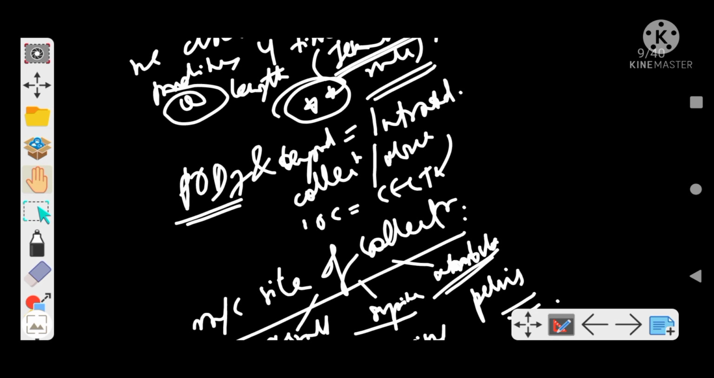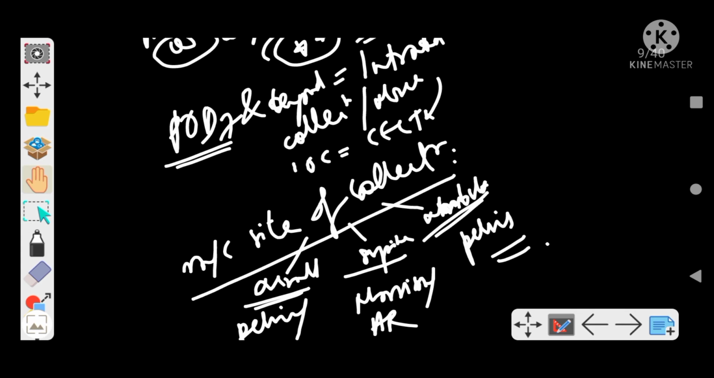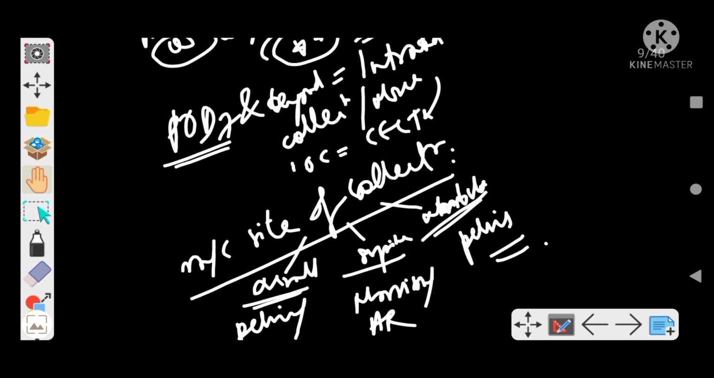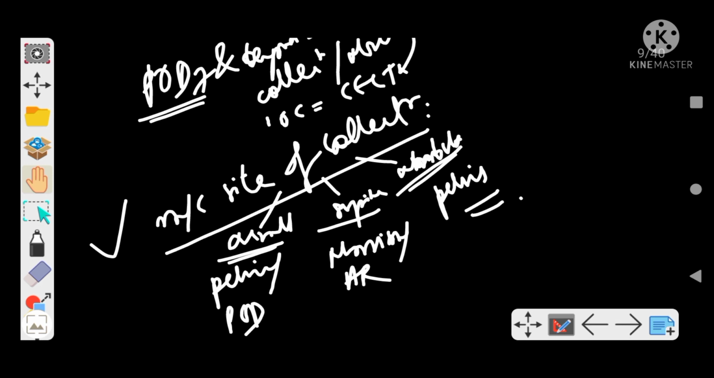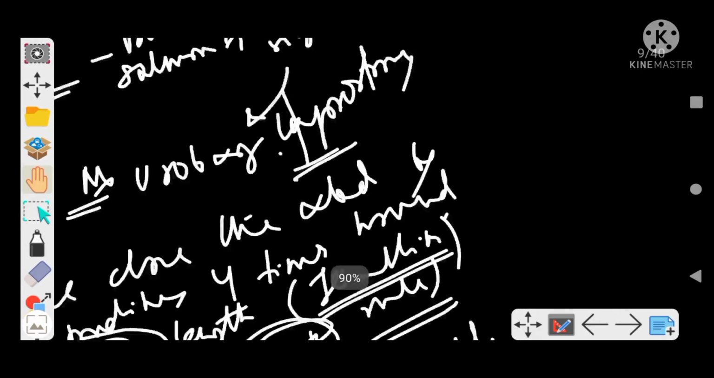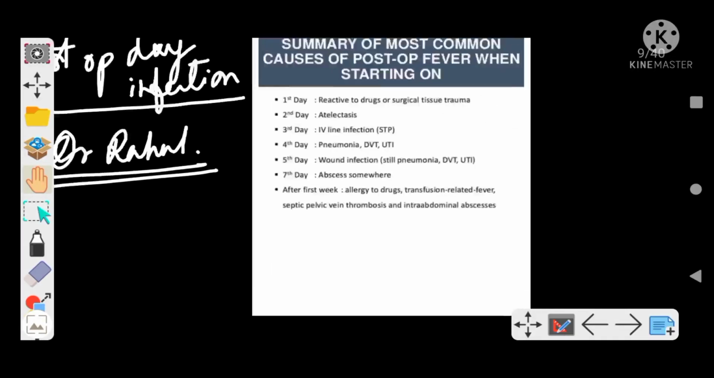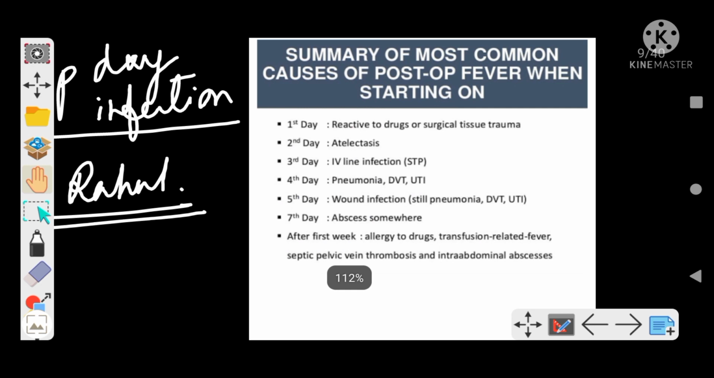For the 7th POD and beyond we can have intra-abdominal collection or abscess, where the investigation of choice will be CECT. The most common site of collection overall is the pelvis or pouch of Douglas, in supine position it is Morrison's pouch or hepatorenal pouch, and in ambulatory patients it is the pelvis. So now let's come back to the image on the slide.